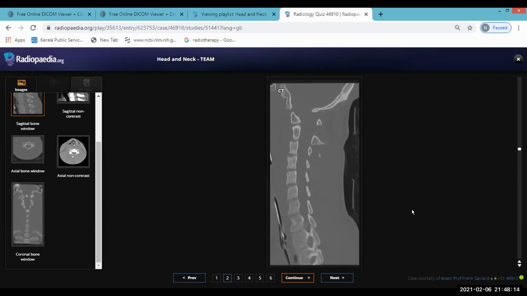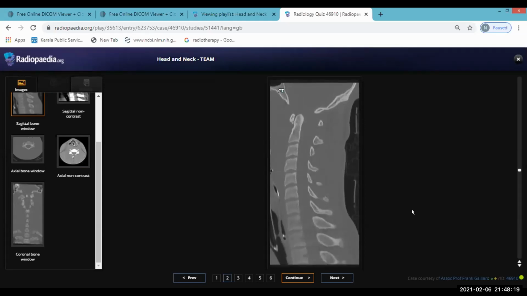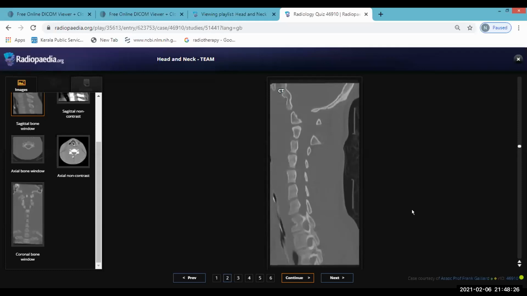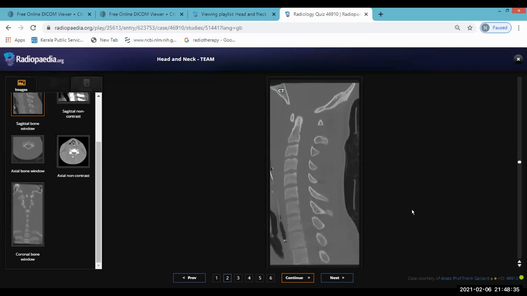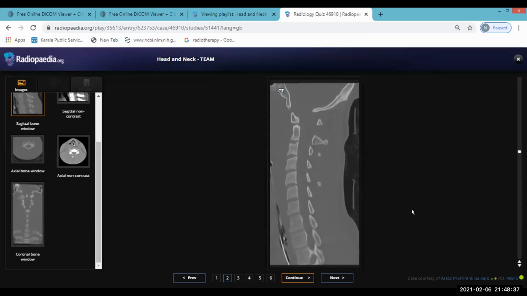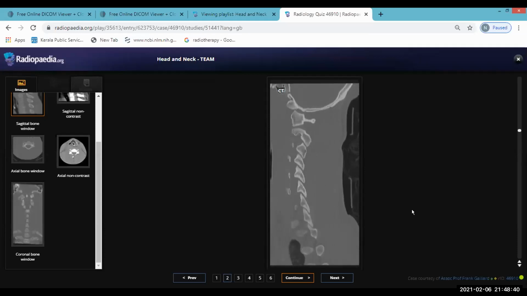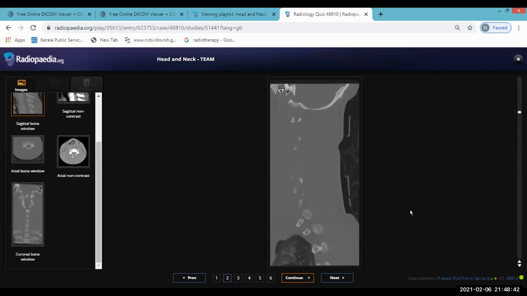Now I'm looking at the base of skull. The clivus appears normal. Occipital bone appears normal. I'm not able to appreciate any abnormality in the base of skull except the prevertebral hematoma in the patient.